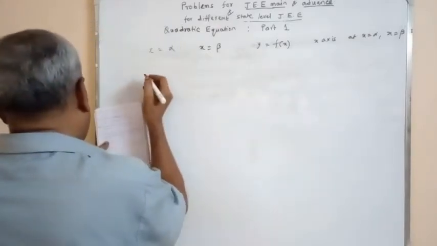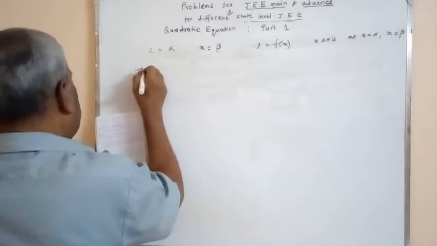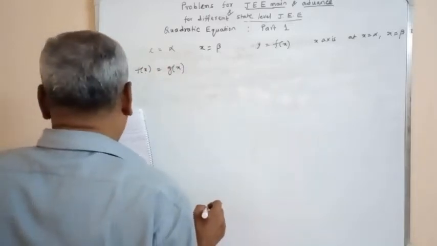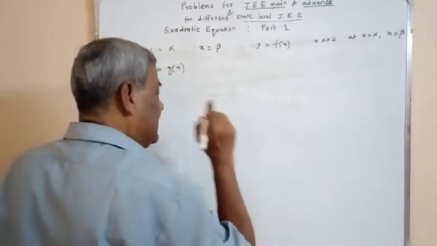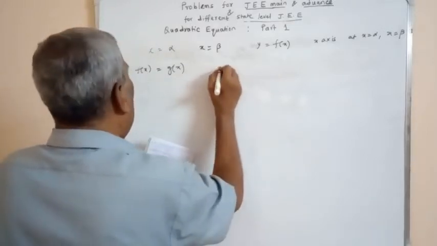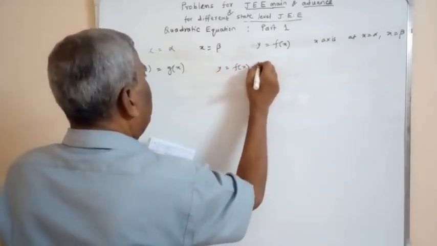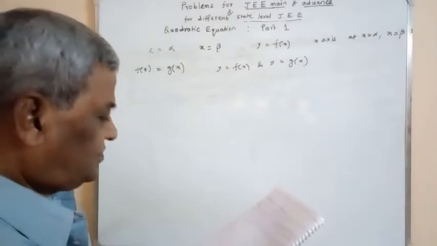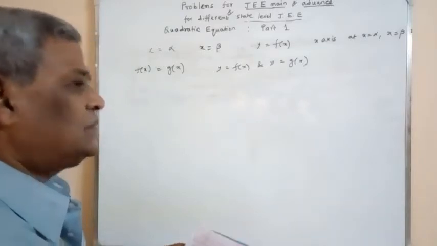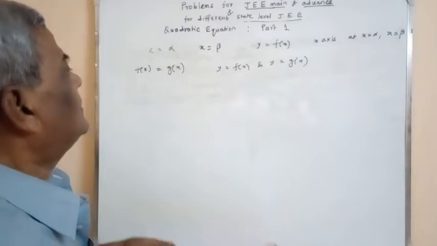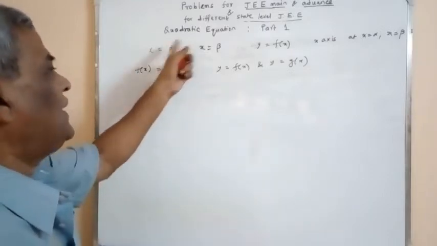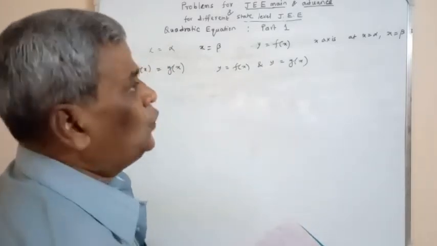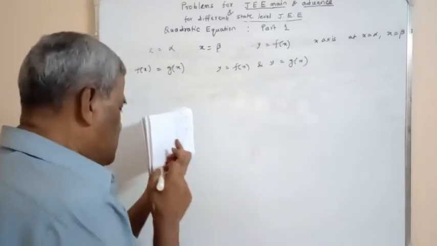Next, the number of real roots of f(x) is equal to g(x) is the number of points of intersection of the curves y is equal to f(x) and y is equal to g(x). That's all about the formulas and tips. These are tips. I will discuss a few problems of this chapter.